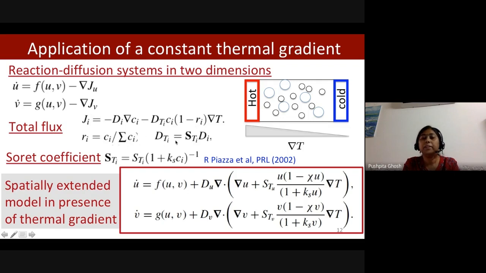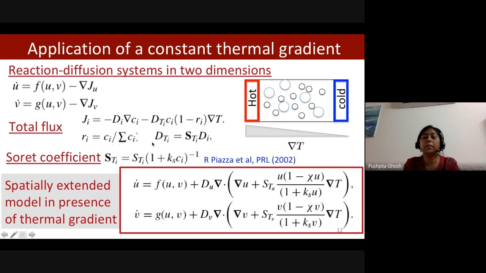D_T is the thermal diffusion coefficient, which is proportional to the normal diffusion coefficient by a coefficient which is largely known as the Soret coefficient or Ludwig-Soret coefficient. This S_T of the ith species can also depend upon the concentration of the species, and it has a form like this, where this k is a phenomenological constant, and there are literatures from where we could actually get these formulations, and we utilize this effect.